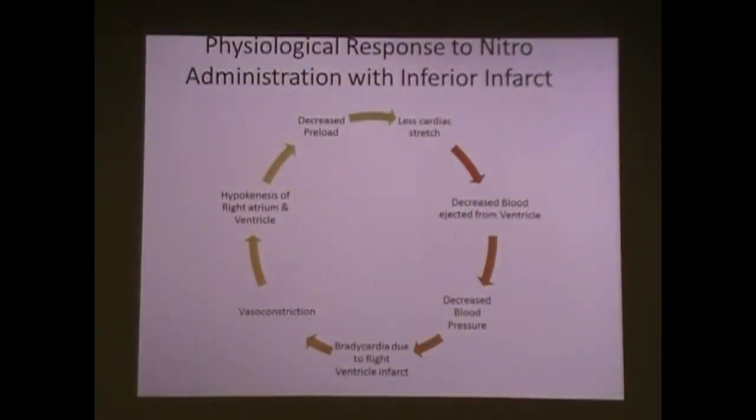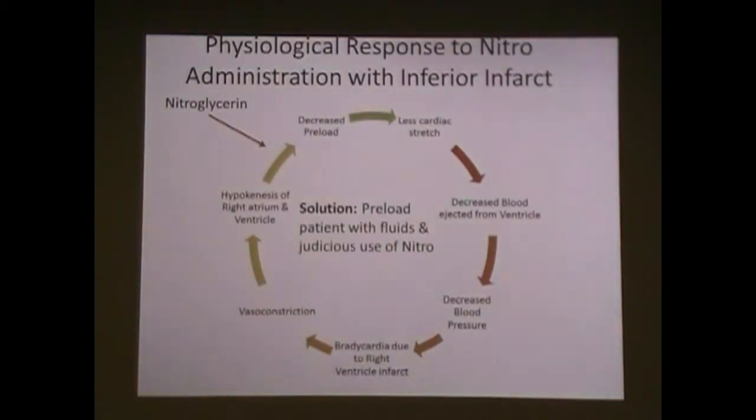When we're giving nitro to an inferior, again, it's all the same in the beginning: decreased preload, decreased cardiac stretch, decreased ejection fraction, which decreases my blood pressure. But what if I have bradycardia? What if I have right ventricular infarct and I've got hypokinesis there? The body isn't able to compensate for that nitro, okay? I do have vasoconstriction to some extent, but I'm giving a vasodilator, so I'm kind of negating that, okay? Hypokinesis is low movement. If I have hypokinesis of the right atrium and ventricle, guess what? I can tank them. Their pressures are going to go into the floor. So again, preload your patient with fluids, and be smart about your nitro.